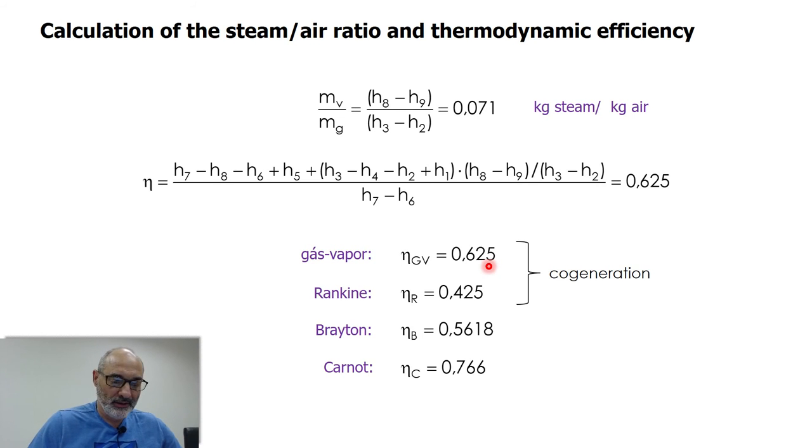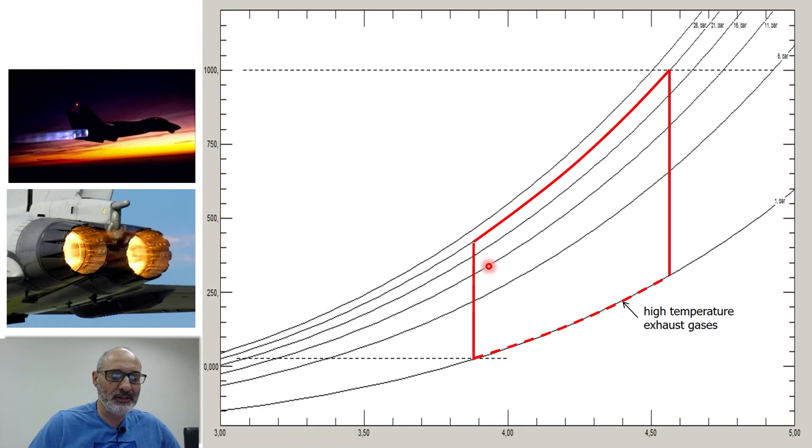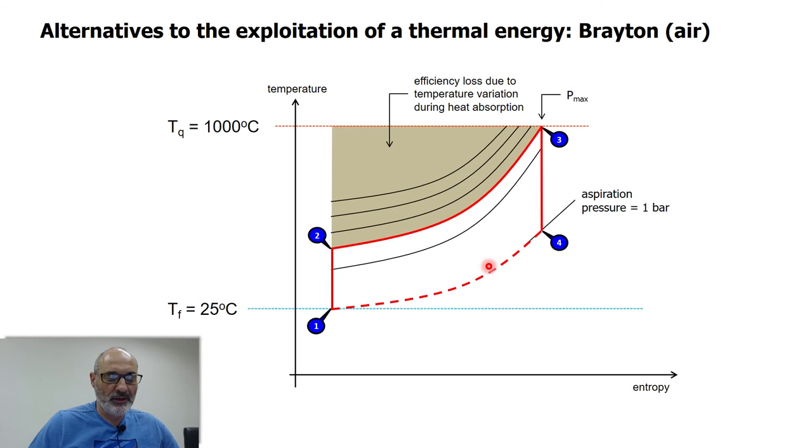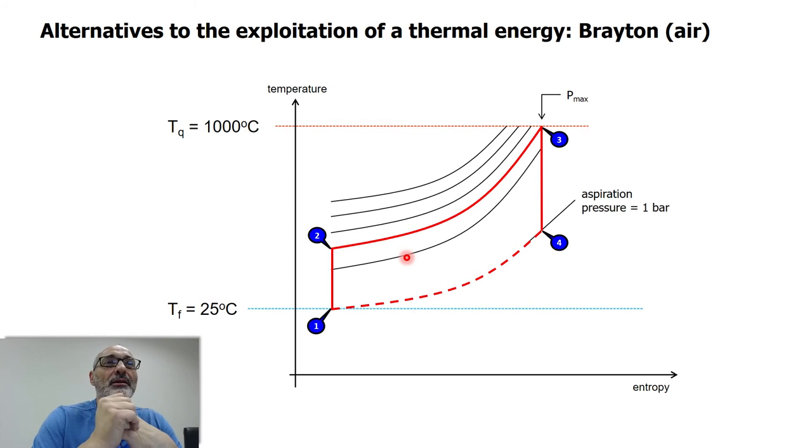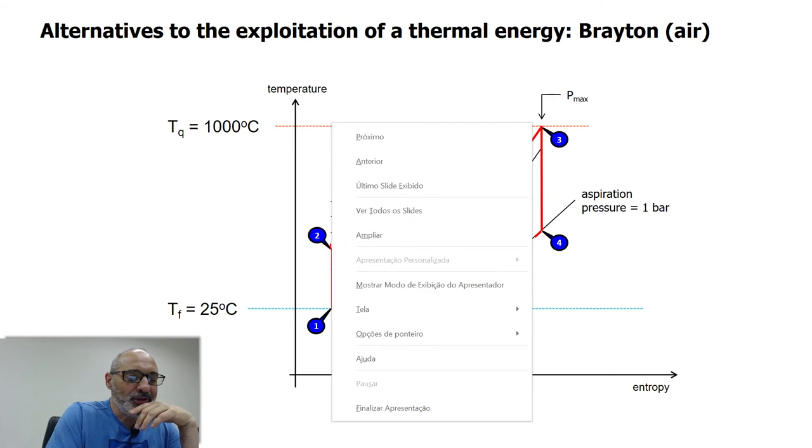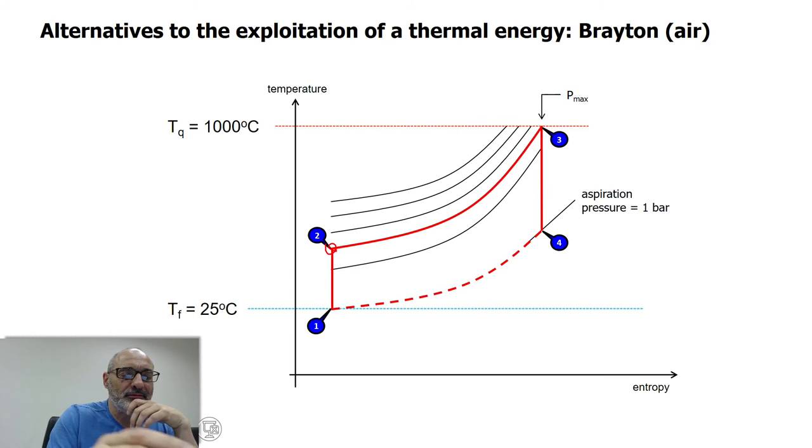If we can do better than that, I'm going to leave you a suggestion. If you are interested in playing with these equations, you could try to change your cycle, because the Rankine cycle is terrible for 1,000 degrees. You could change your Brayton cycle, for instance, instead of compressing from the lower pressure directly to the higher pressure, I don't remember, 100 bar, for instance, you could compress from one bar to, let's say, 50 bar or 20 bar, a pressure lower than the maximum.